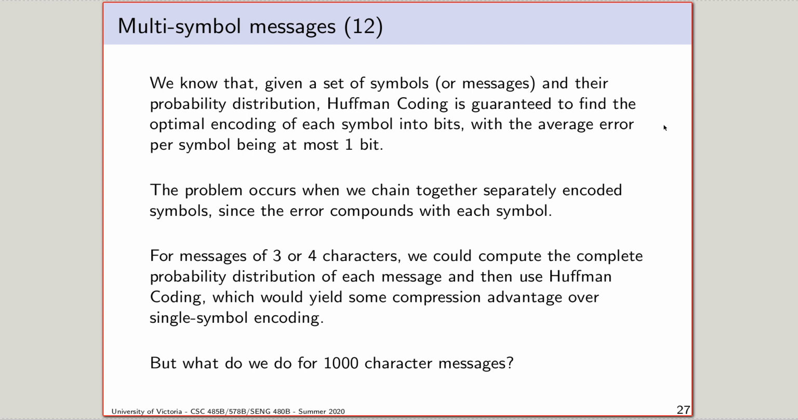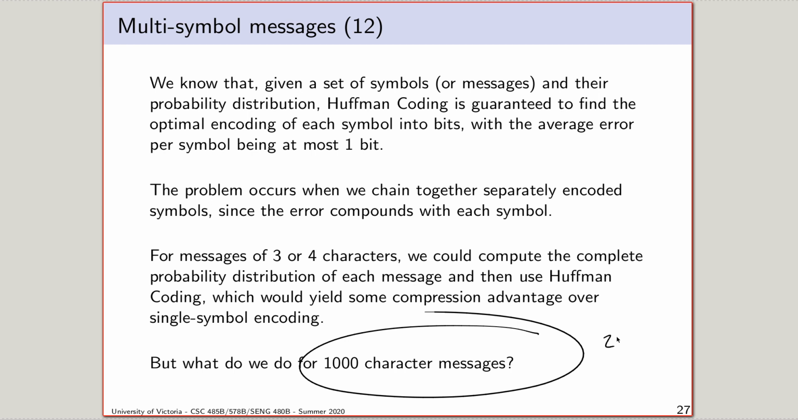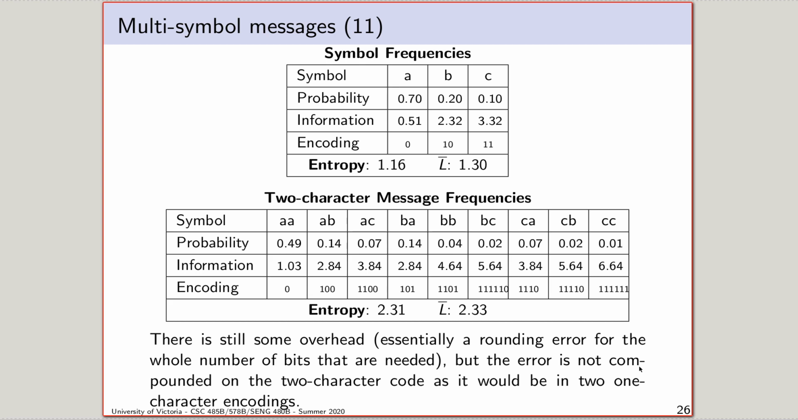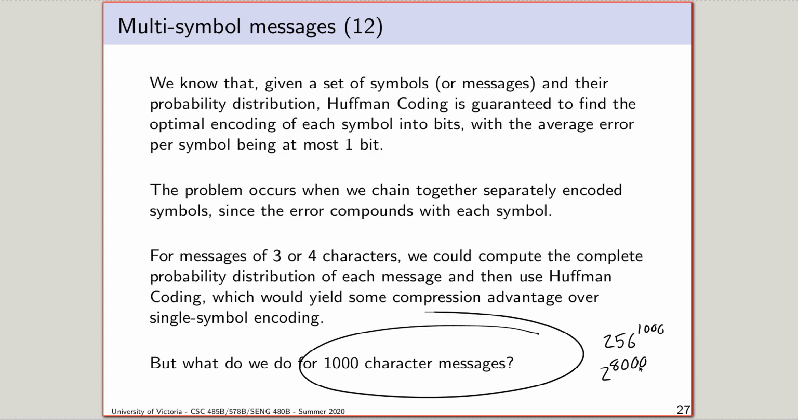The problem is, how do I build a Huffman tree over all possible 1,000-character messages? I mean, how do I enumerate them? If I have 256 possible symbols, as I often do, then the number of possible 1,000-character messages is this. And just so that we have some perspective, that's 2 to the 8,000. That's how many entries would be in my table if I could generate that table. I don't even think I could list everything in that table in the amount of time left before the death of the universe, much less store everything and run Huffman coding on it.